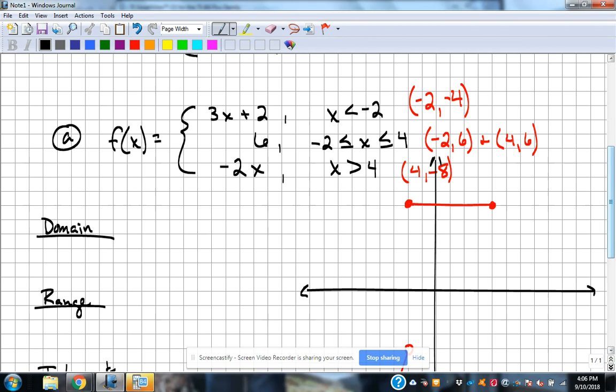Because this one stopped but didn't include -2, but the second one picked it up and said, oh, I'm going to use that -2 that you didn't use. Doesn't always happen that way. Sometimes they do skip some numbers. They didn't on this one.